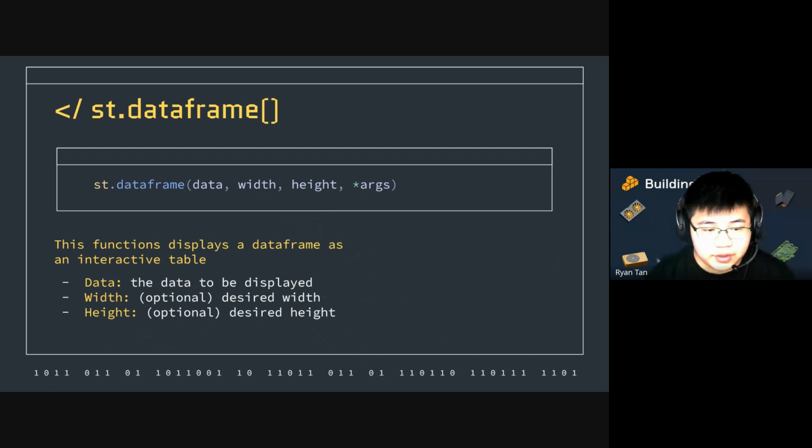Now we'll be moving on to st.dataframe. st.dataframe functions to display data as an interactive table. There are multiple arguments, but we're just looking at these three, which are data, width, and height. Width and height are optional, and they just ask for your desired width or height. And there is data, which is the data to be displayed.